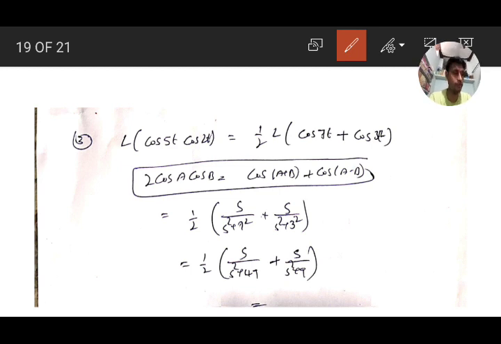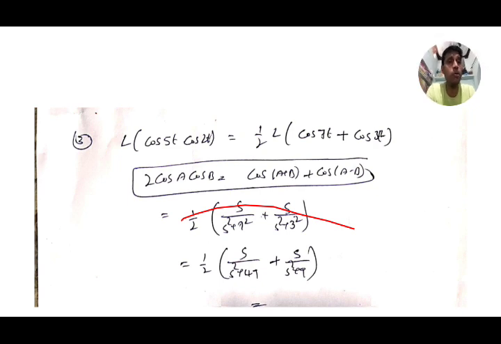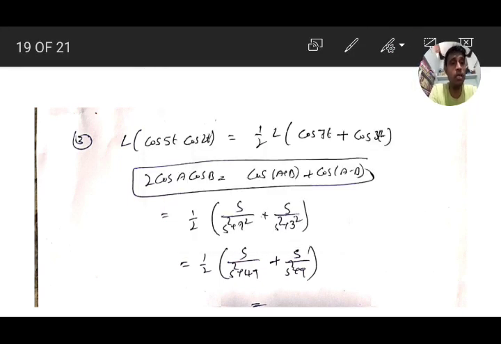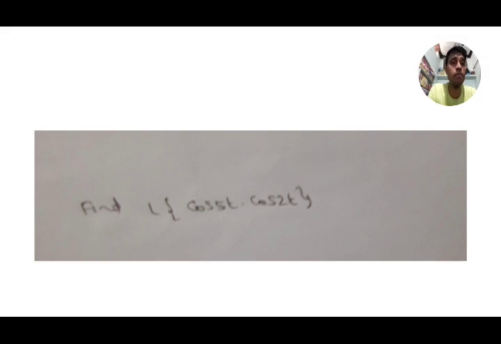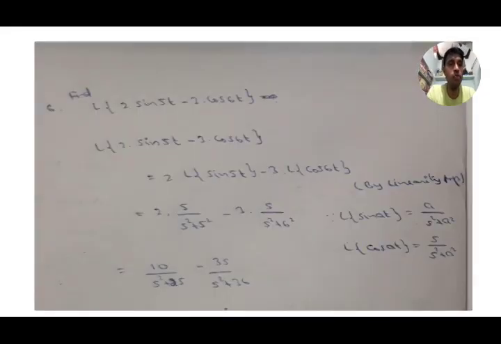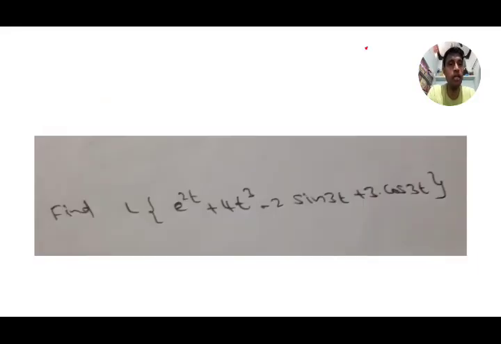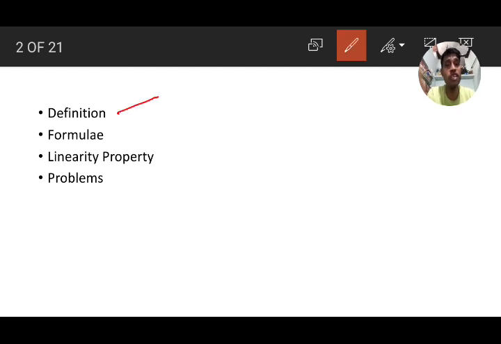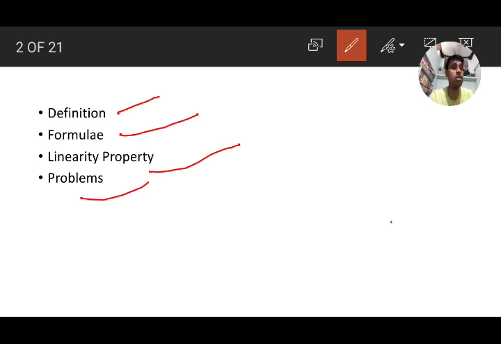Okay, next, in today's class we learned about 3 topics. Let us move to the first one. Summarize today's topics totally. Today we learn about the definition of a Laplace transform, what is the definition, and 8 basic formulas and linearity property and some problems on the linearity property. This is today's class.